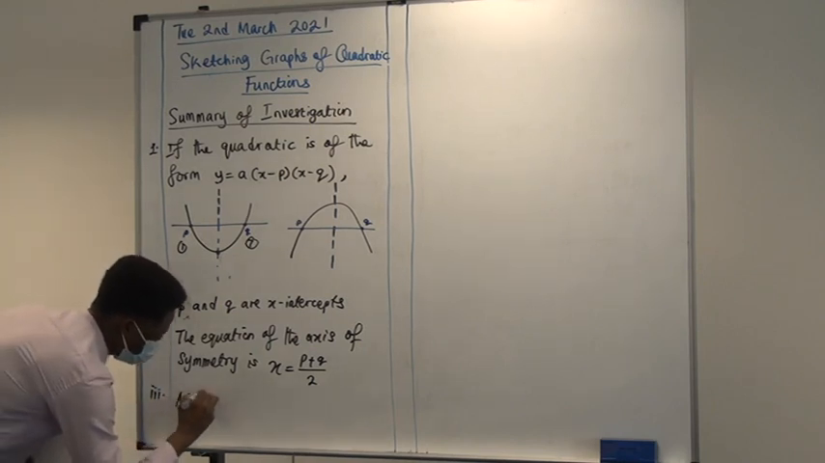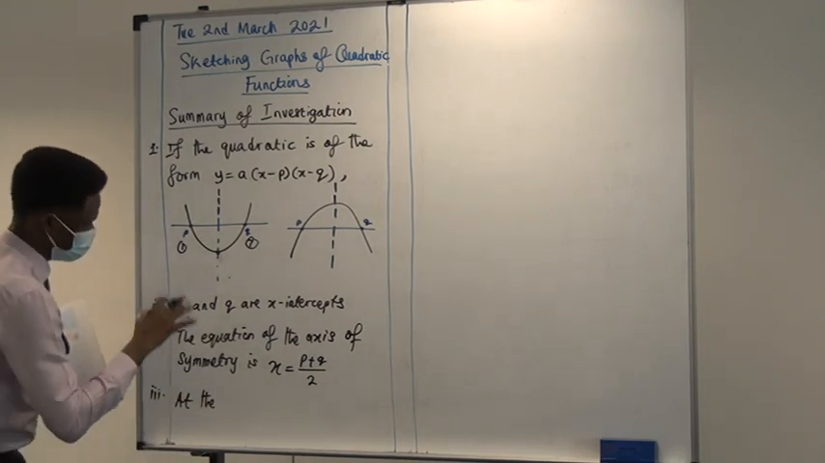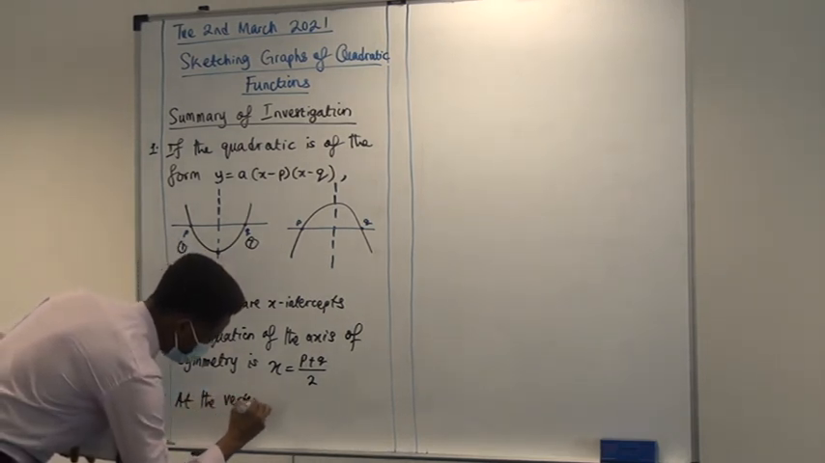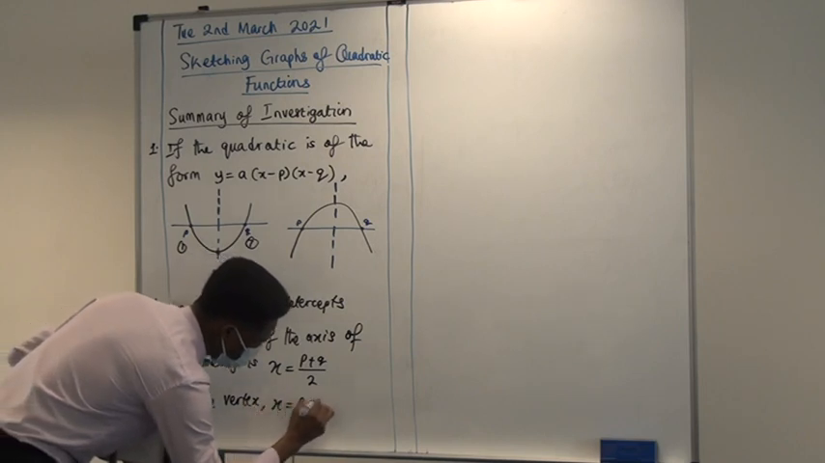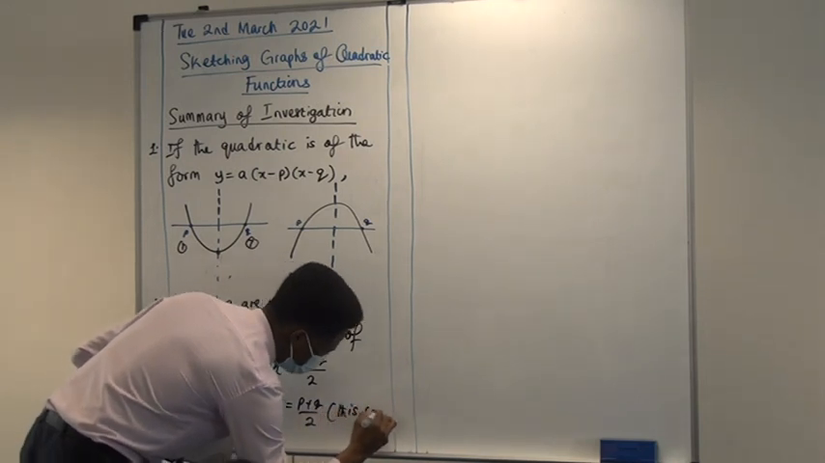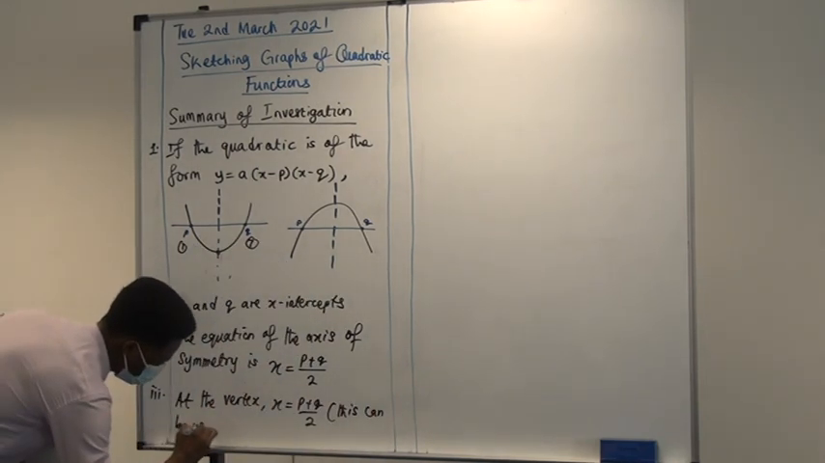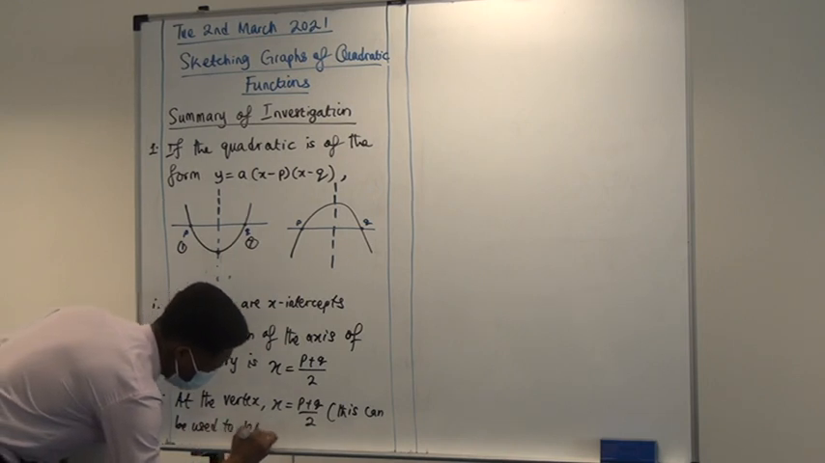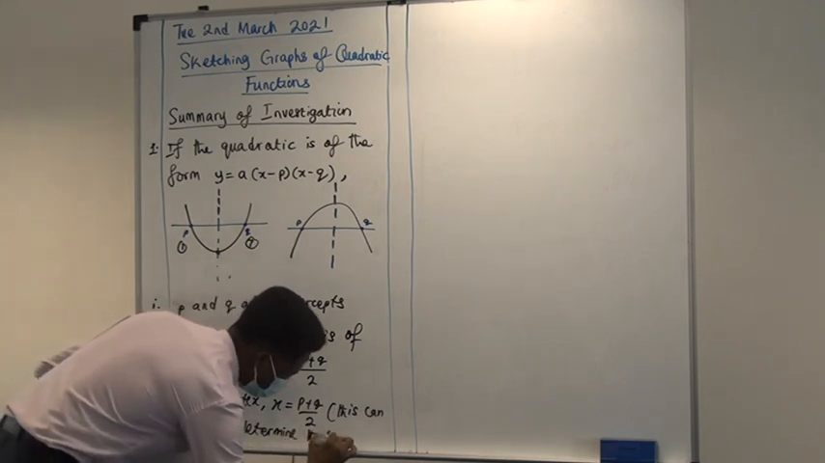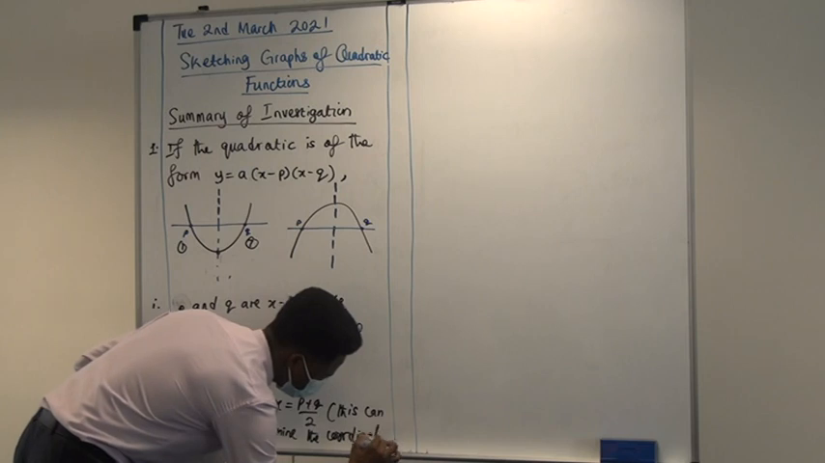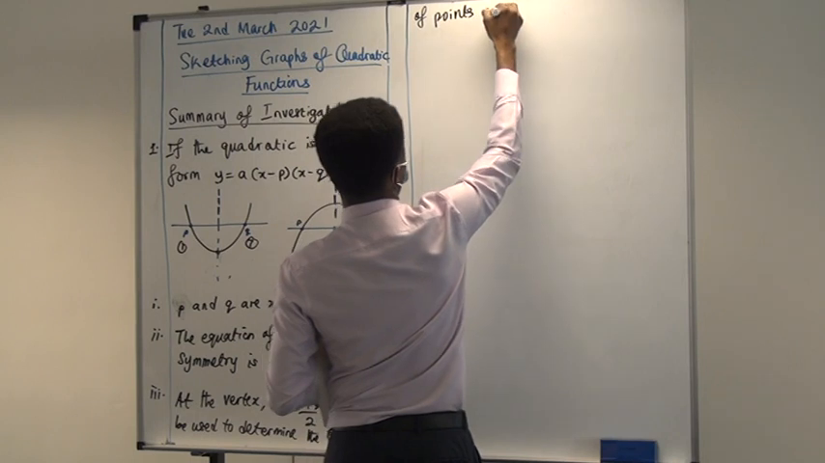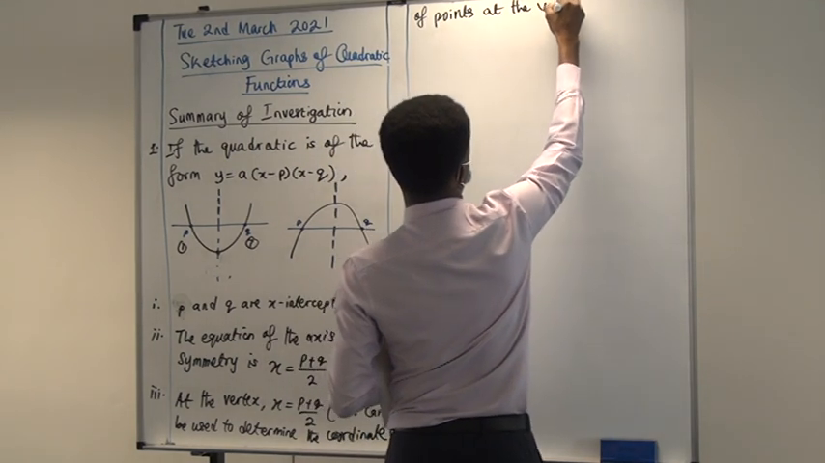I'm trying to paraphrase what you have in the book and put enough information for you. At the vertex, X is equal to P plus Q divided by 2. This can be used to determine the coordinates of points at the vertex.